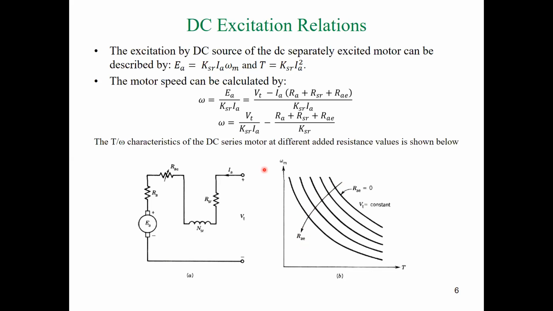As we described earlier, DC series motor has the advantage of having high starting torque at low speeds. And when the speed increases, the torque gradually decreases. So it's very useful to work with high starting load applications.